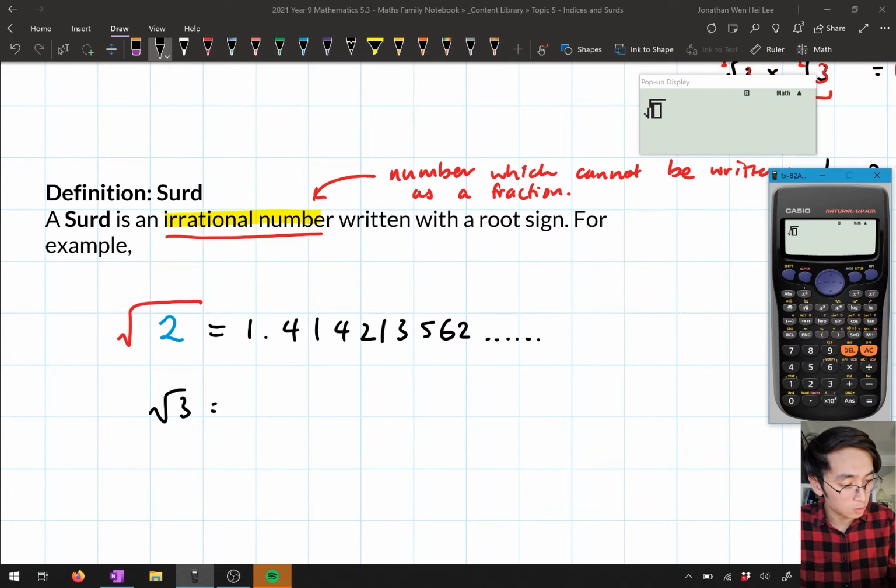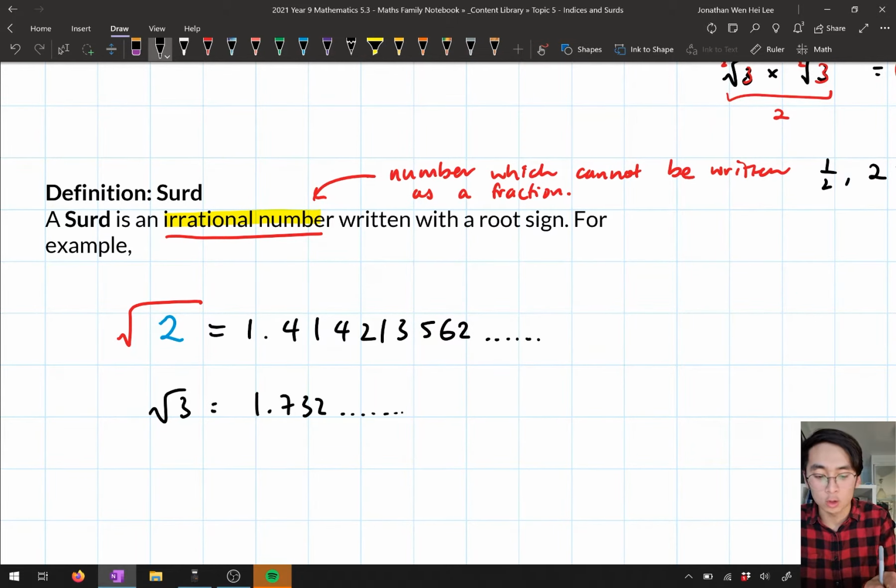Let me try this again. Square root 3, which is equal to 1.73, 1.732, and on and on and on forever.